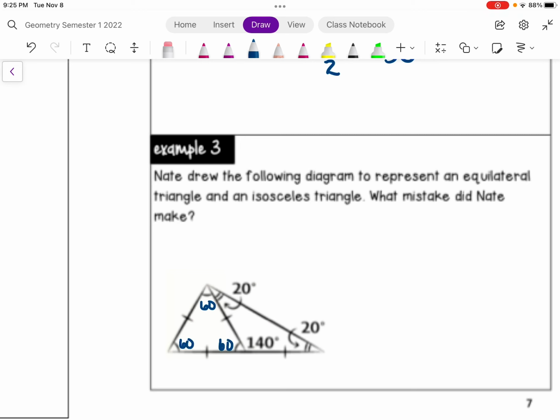Did that help you find the mistake? The mistake goes right here. That's a straight line, so that should add up to 180 degrees, and it adds up to 200. So it is not correct. That is the mistake Nate made. All right, now try your practice and your mastery check for 4-2.